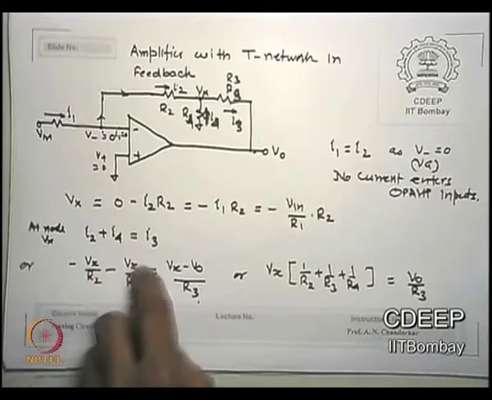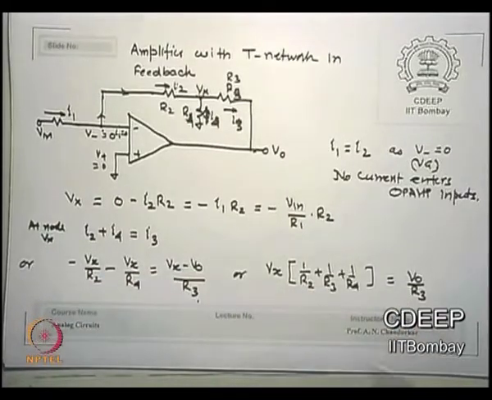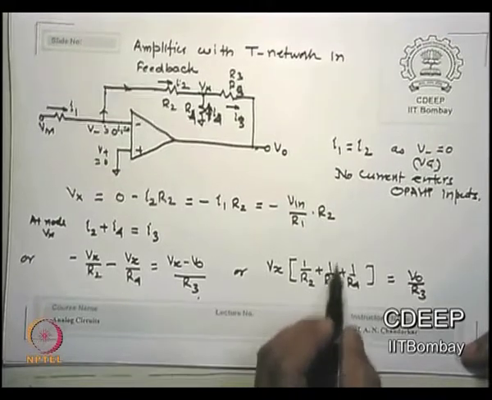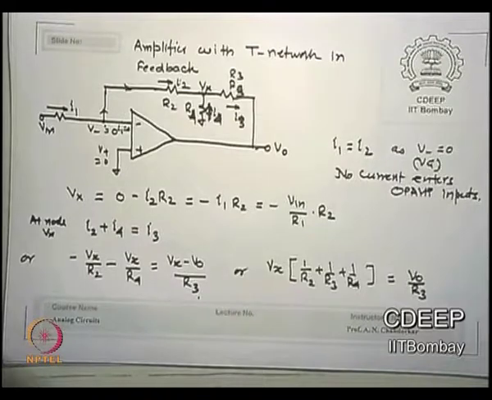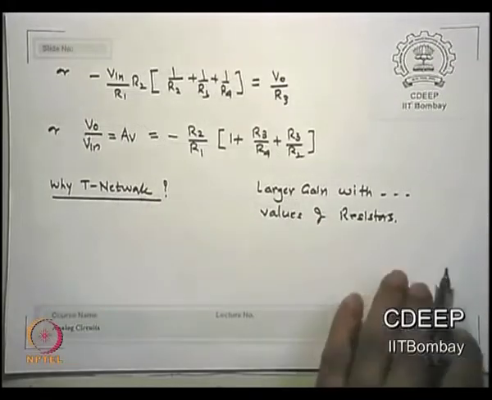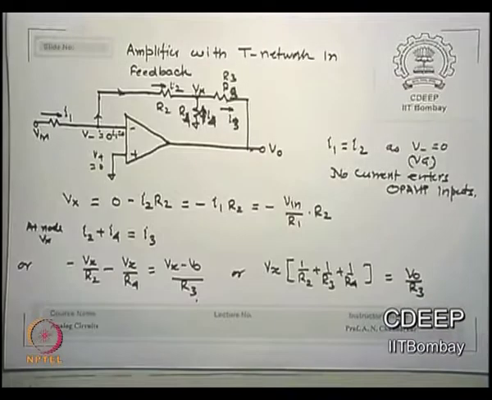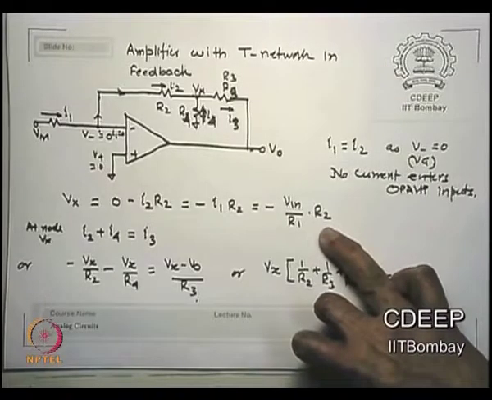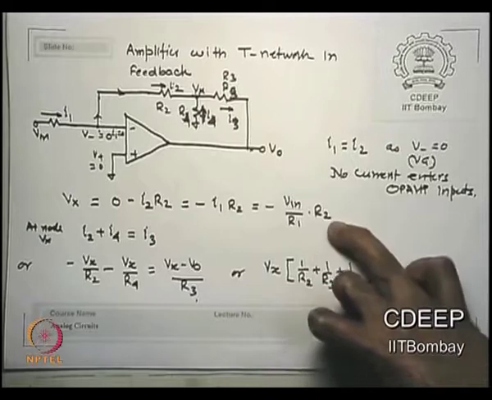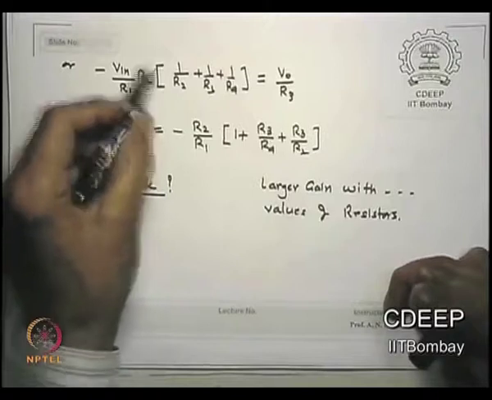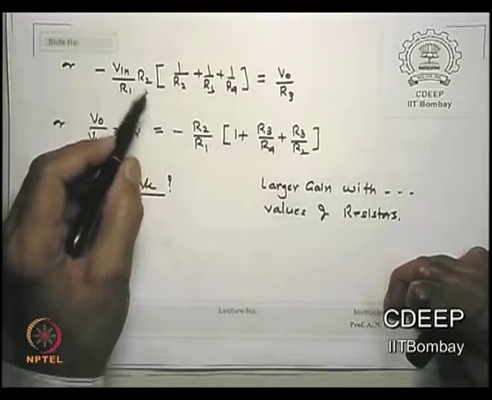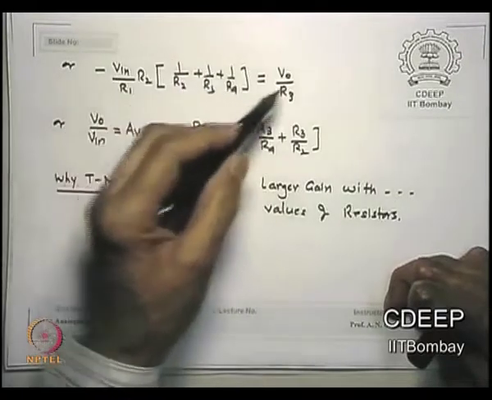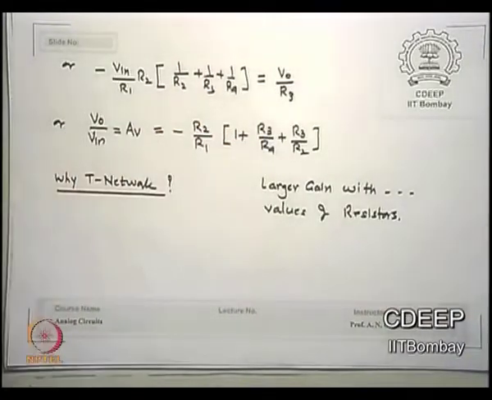I have collected Vx terms from all of that. So I get Vx is equal to 1 upon R2 plus 1 upon R3 plus 1 upon R4 is V0 by R3. But how much is Vx? अभी कितना निकाला था मैंने Vx? माइनस Vin by R1 टाइम्स R2 निकाला है ना Vx, वो उसको सब्स्टिट्यूट कर दिया मैंने. दिस इज माई Vx. So minus Vin by R1 into R2 into 1 upon R2 plus R3 plus R4 is V0 by R3. Is that okay?